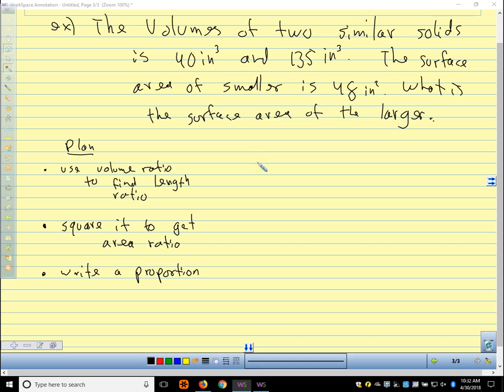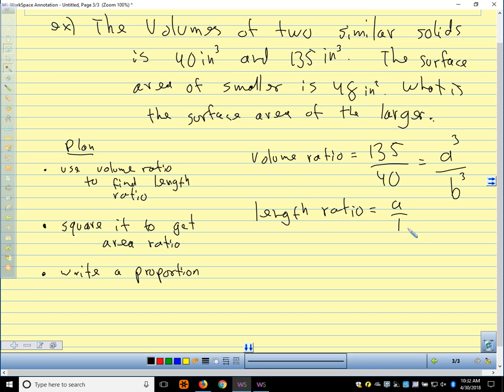All right, so let's do the first step of the plan. We know the volume ratio is 135 over 40. And we know that the length ratio is A over B. So the volume ratio equals A cubed over B cubed. The length ratio is A over B. Well, I have 135 over 40 equals A cubed over B cubed.